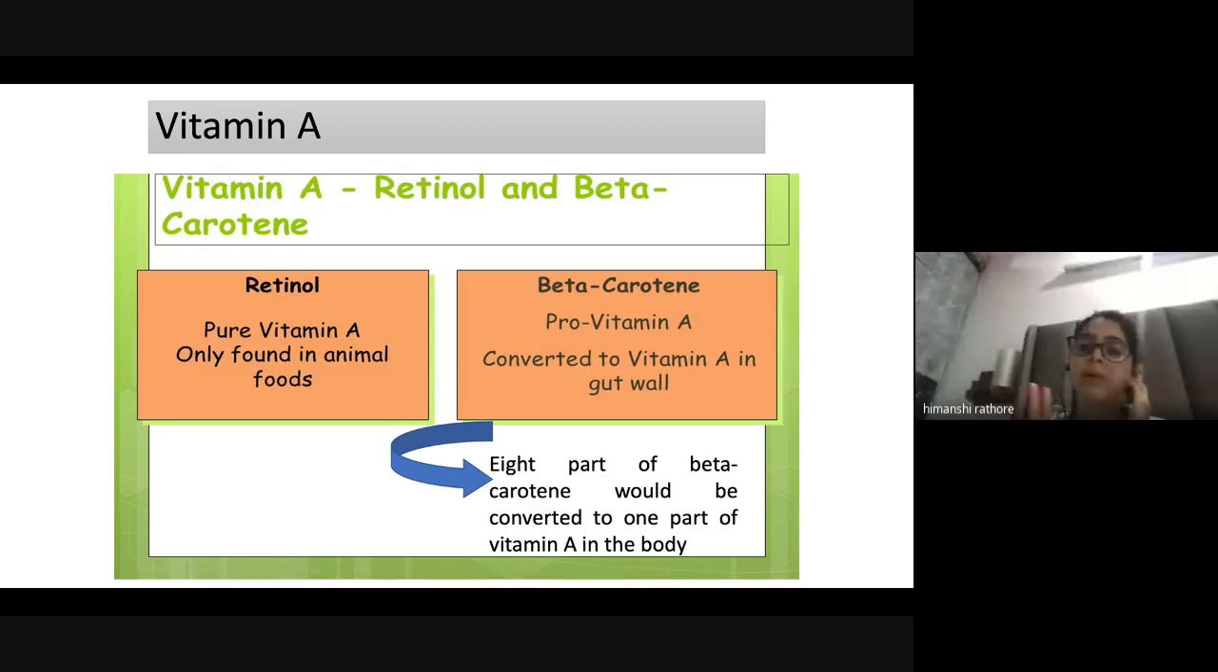Eight parts of beta carotene. If you are consuming carrots, then eight parts of beta carotene would be converted to one part of retinol. You have to remember how many parts of beta carotene are required to convert into one part of retinol. So, eight parts of beta carotene. Okay, I guess this is clear to all.